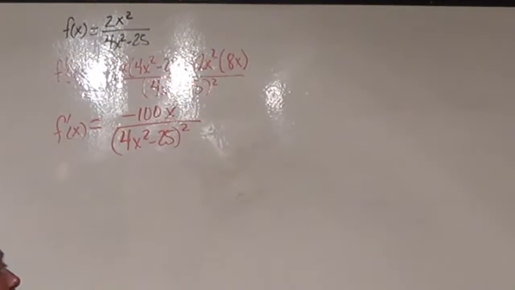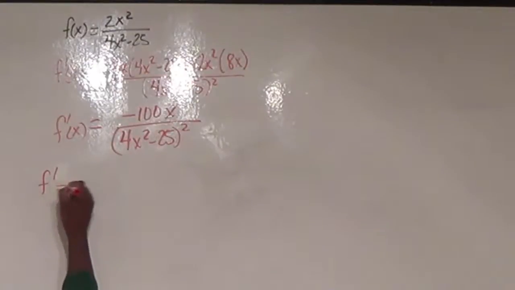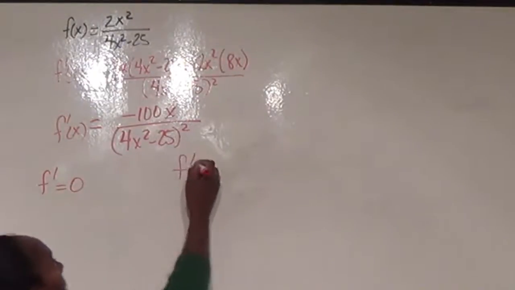That's our derivative. Okay. For our critical values, we want to set that equal to 0 and find out where it's undefined.